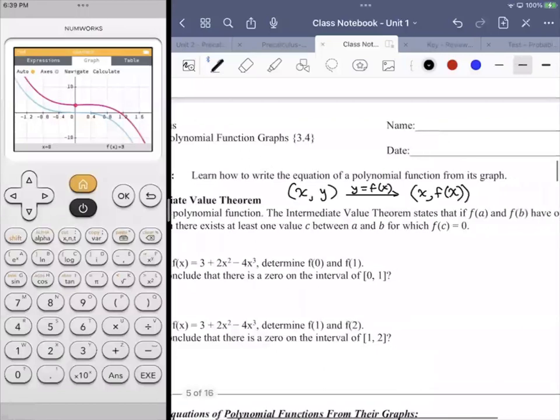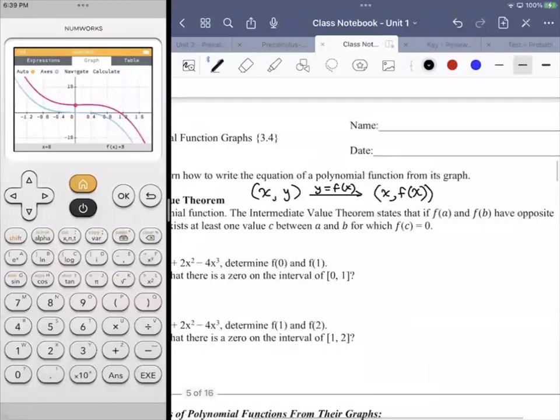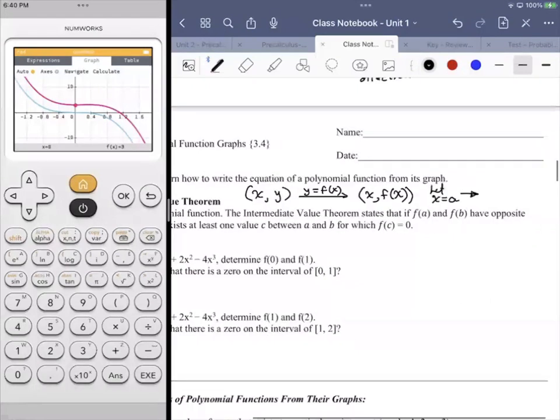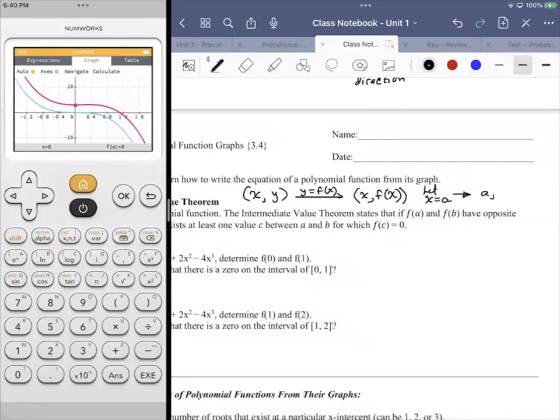All right. So when the intermediate value theorem states that if f of a and f of b, what this is saying here is that you have some x value that we're going to call a. I'll actually do it a little bit differently. Let x be a. Then we end up with coordinates a comma f of a.